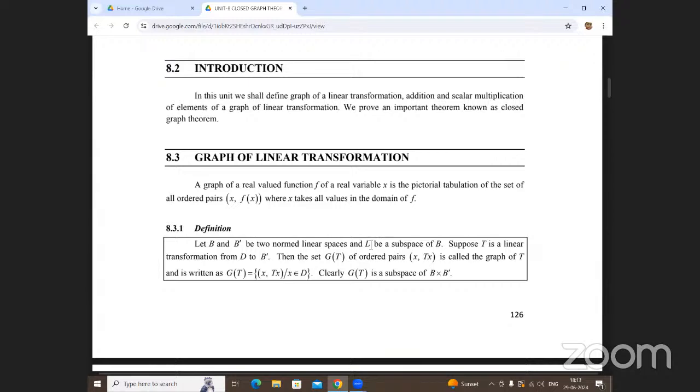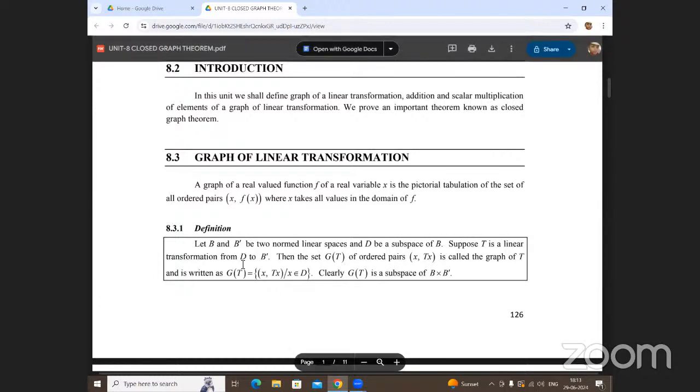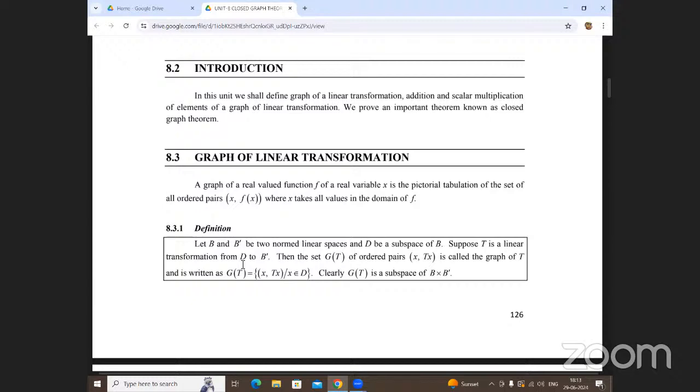Subspace means alpha x plus beta y. That is the subspace condition. According to that condition, the function maps into B dash, which is the image in the normed linear space. So the graph of the transformation is a set of ordered pairs where one element is x belonging to capital D, and the other element in B dash is given by the transformation, that is Tx. Here we are replacing f by T.